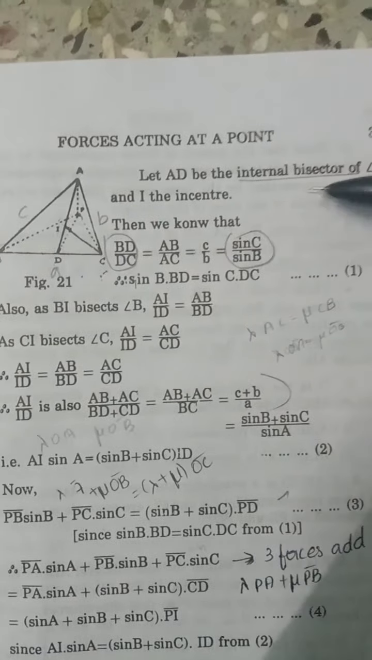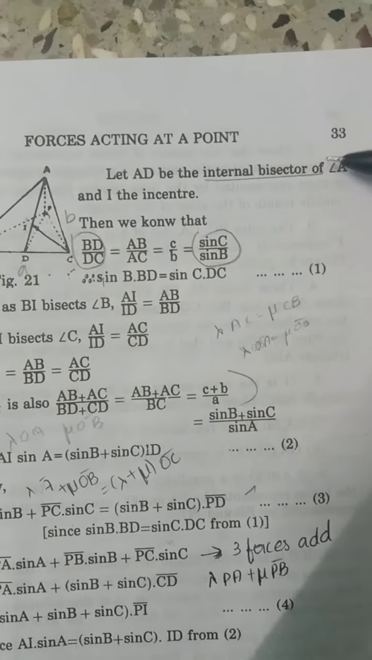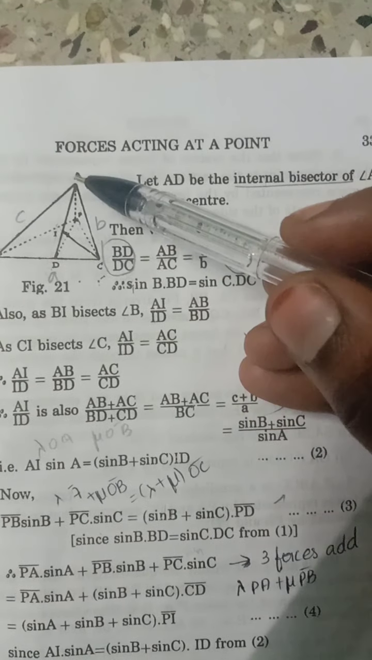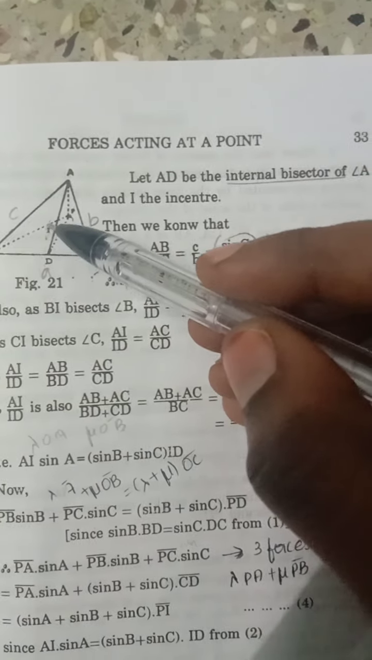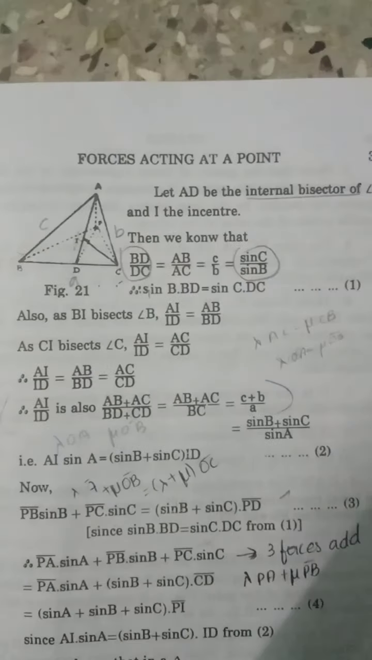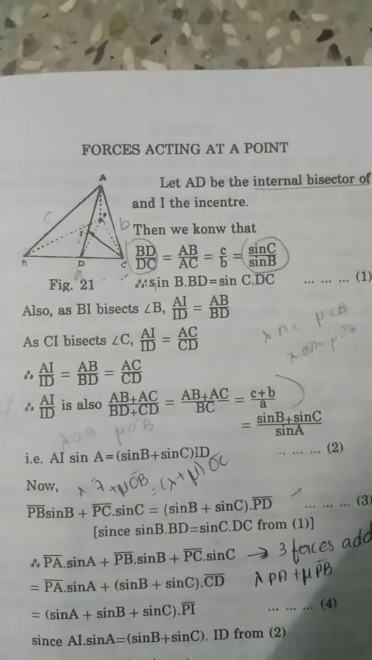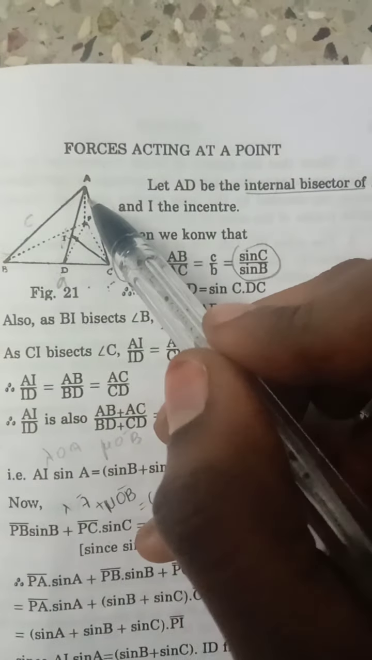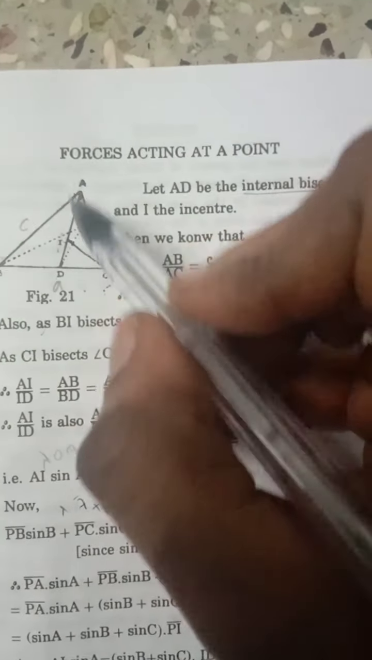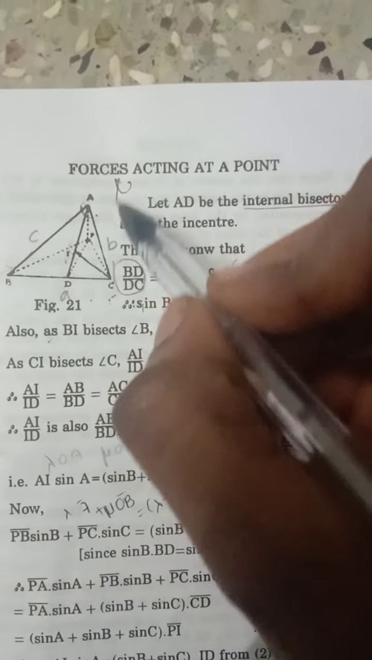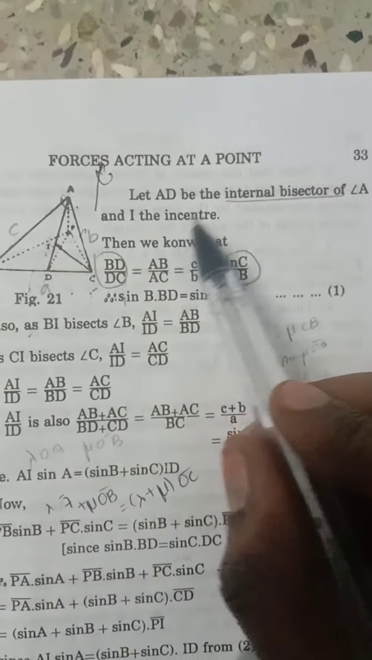AD is the internal bisector of angle A, and I is the incenter. So why do we draw AD? Because we have the incenter, and while passing through the incenter we have to make one line. So we bisect angle A by AD. Here A is an angle, and angle A is bisected by the line AD. So this is the meaning of this line.